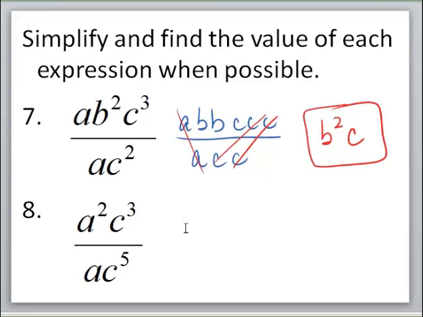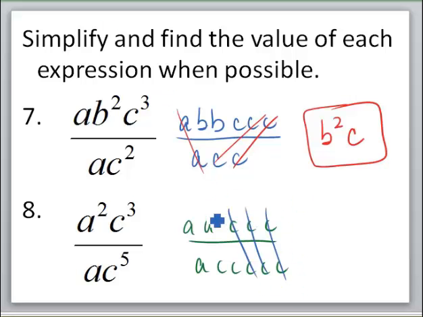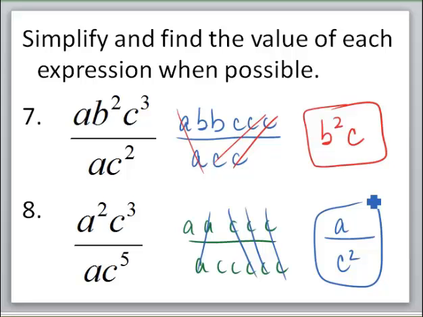Alright, for our next problem, I have a times a, c times c times c over a, c times c times c times c times c. And I'll start canceling. And I notice I have a left on top and two c's left on the bottom. So I have a over c squared.